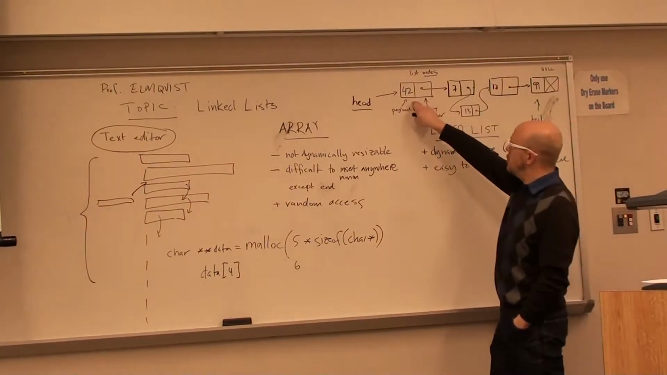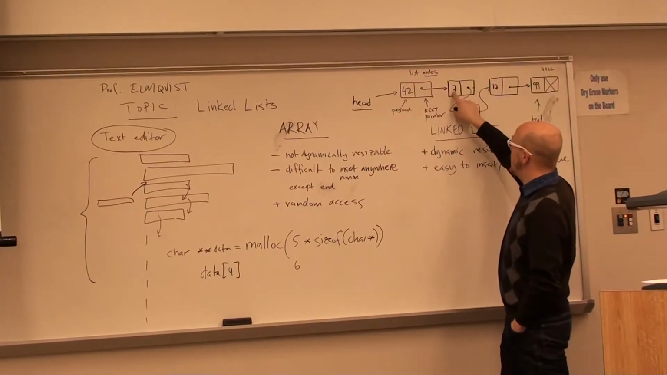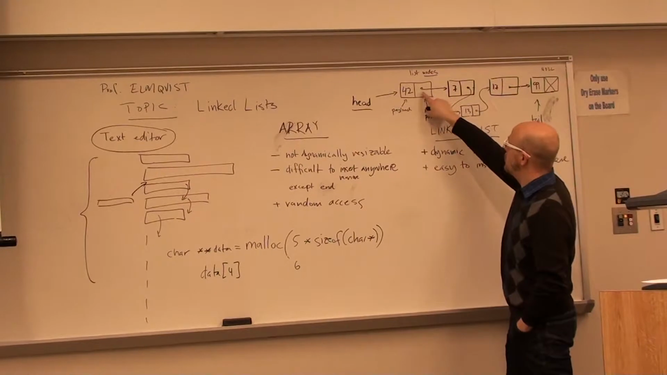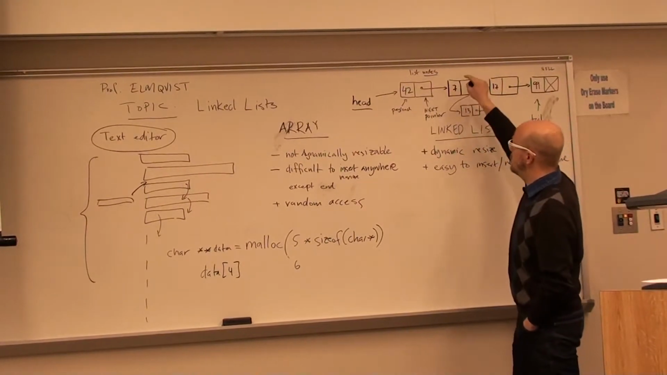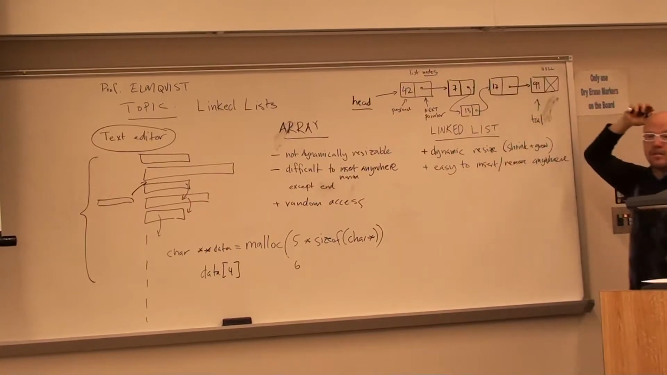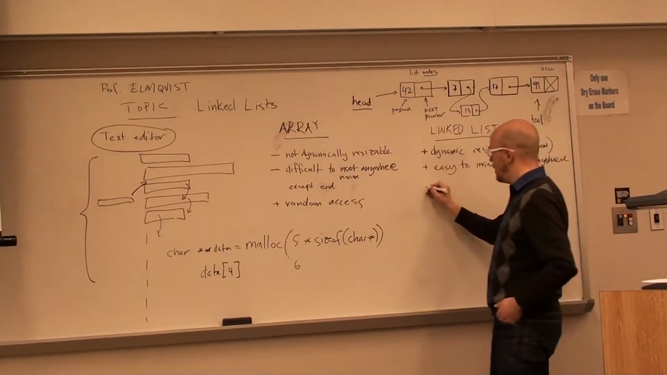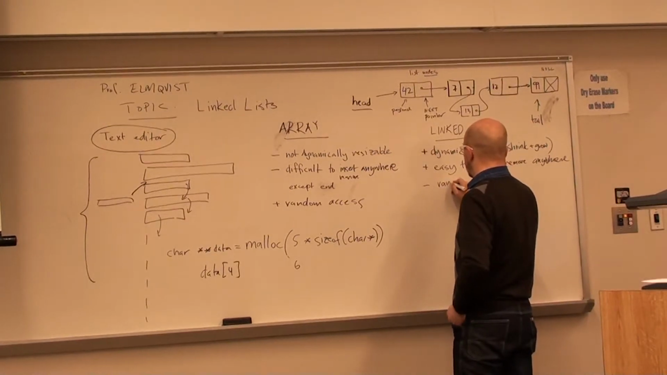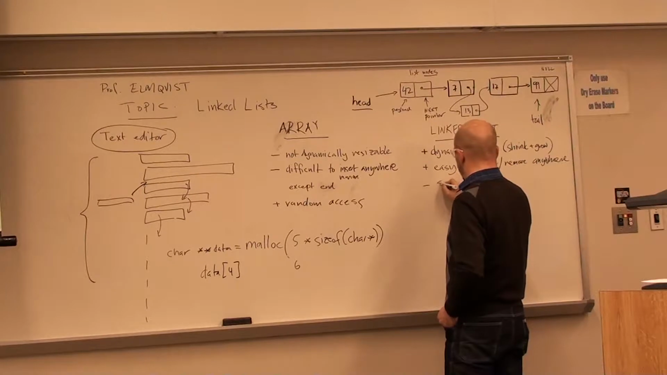In order to get from 42 to 7, I have to go to 42 first. I have to go from 7 to 13, 42 to 13, I have to go through 7. 42 to 17, I have to go through 7, 13, and then get to 17. So that's the downside. There's no, let's say, sequential access is what I was saying.